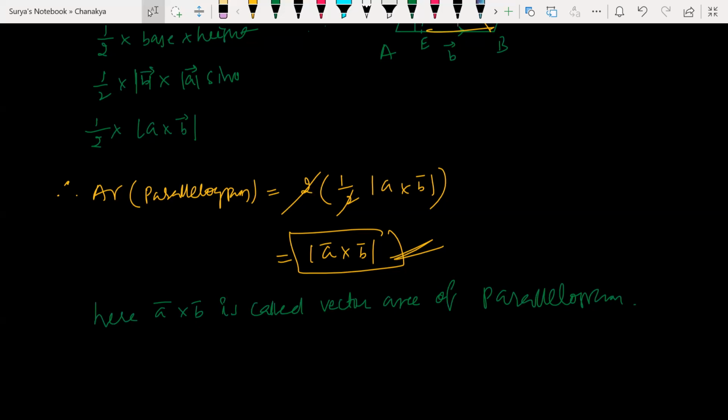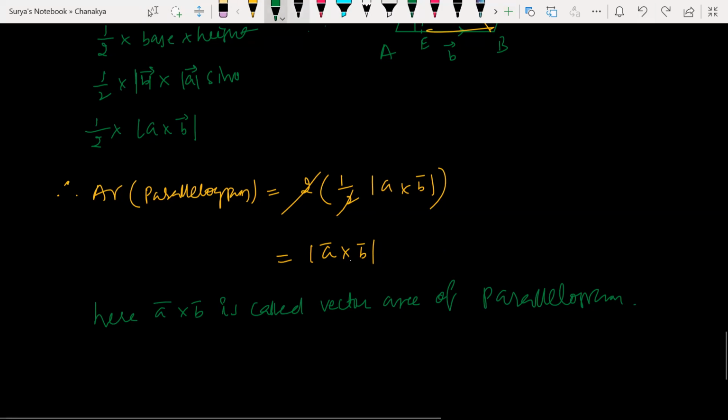Guys, you have to take only magnitude. Even if you take B cross A, you have to take only magnitude. Look at this here: A cross B and B cross A. At last, I'm taking magnitude only. So whether it is A cross B or B cross A, it will work. Okay? At last I'm taking magnitude only.